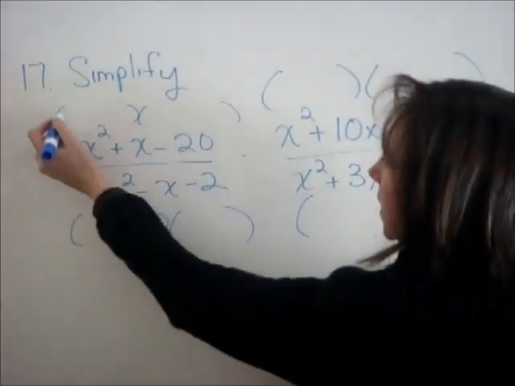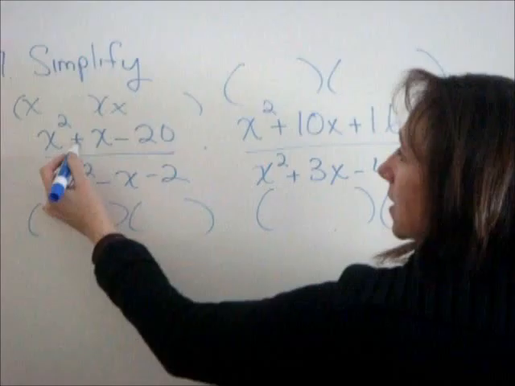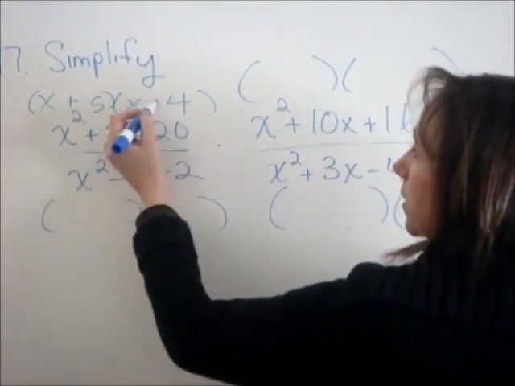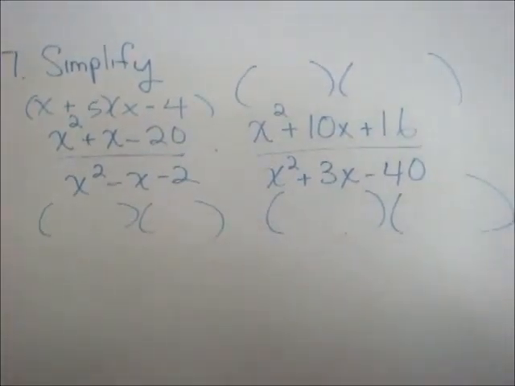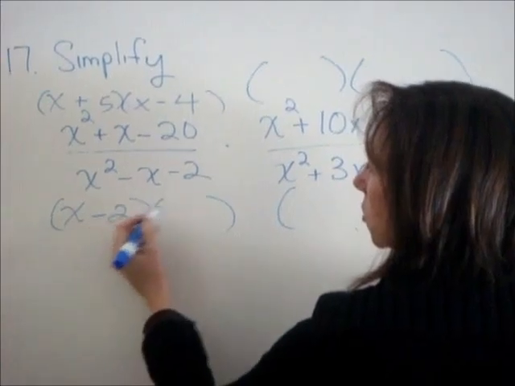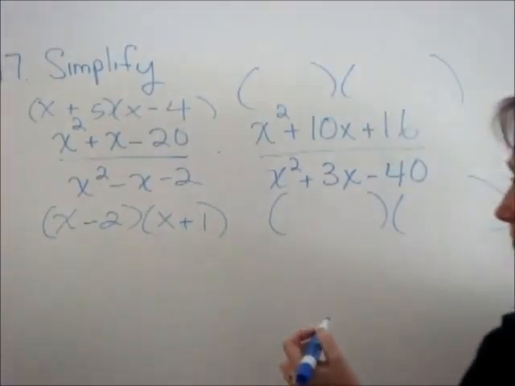First one, we just get x and x. It's a plus there, so we need a 5 and a 4. The bigger one's going to be plus. The little one's going to be minus. Most of you factored this fine. I'll show you where your problem came in. So you get x minus 2, x plus 1.